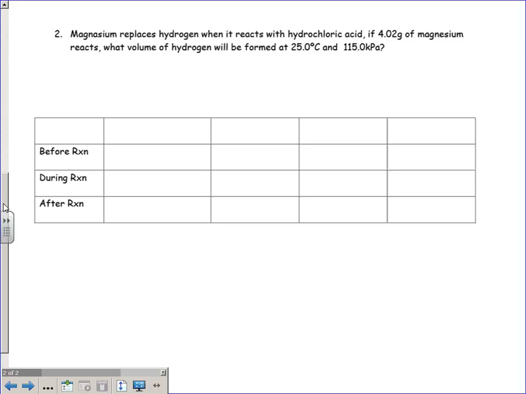Okay, it says magnesium replaces hydrogen when it reacts with hydrochloric acid. So this is a single replacement reaction. Magnesium plus hydrochloric acid equals, and we know that that's going to be magnesium chloride and hydrogen gas. 4.02 grams of magnesium reacts. What volume of hydrogen will be formed at those particular conditions? Notice that these are not standard temperature and pressure, so we're going to have to use our ideal gas law.